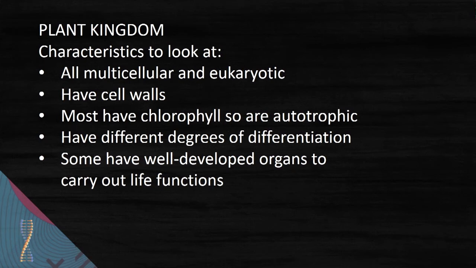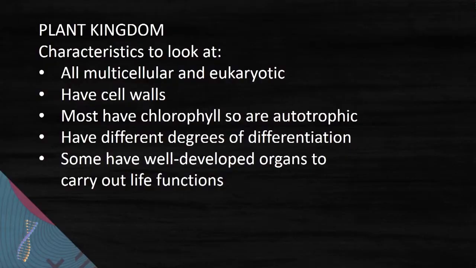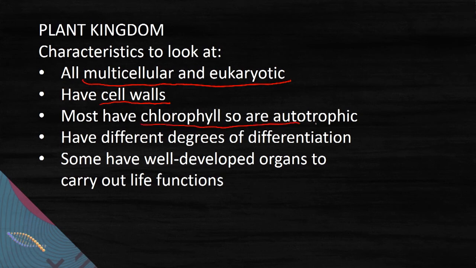Now, what makes a plant a plant? Let's have a look at the characteristics. First of all, plants are multicellular and eukaryotic. In your study on cells, you would have realized that they have cell walls, and plants are green. They have chlorophyll and they are autotrophic. They can photosynthesize and make their own food.